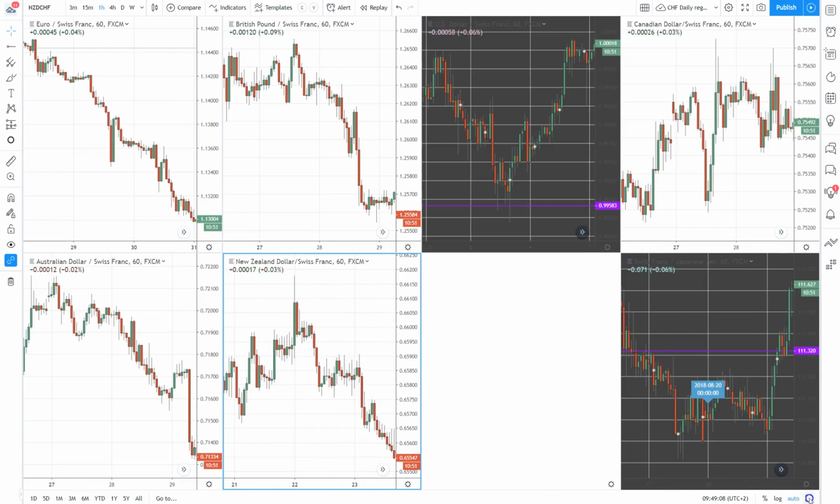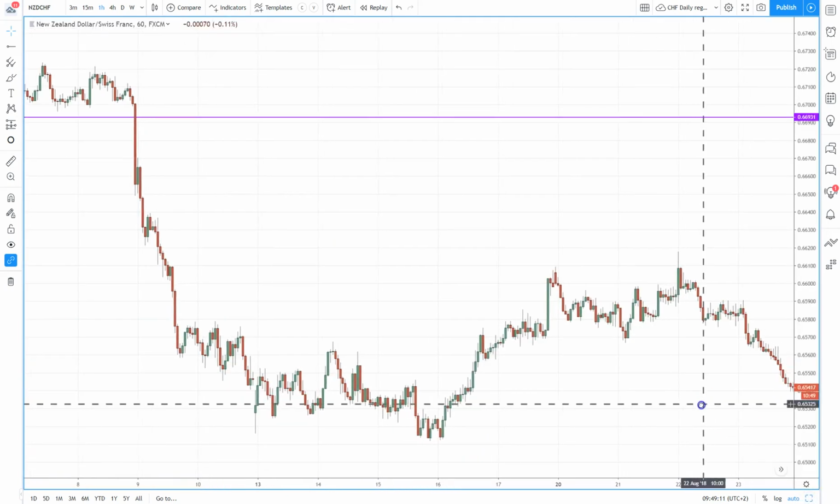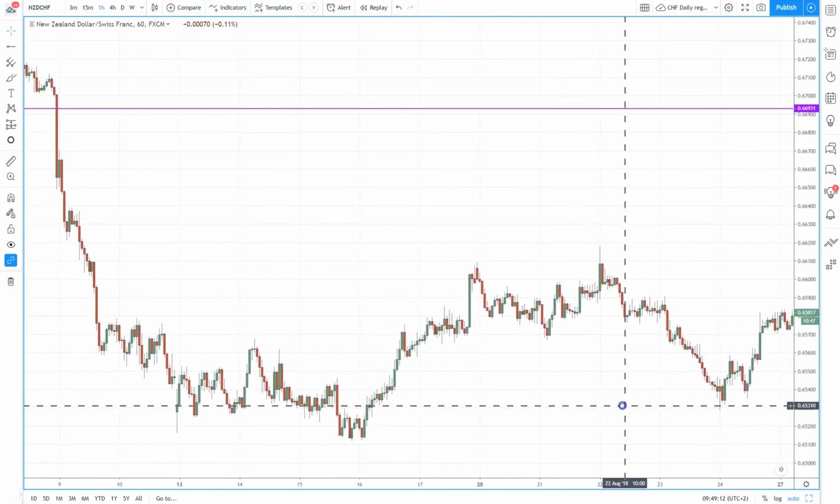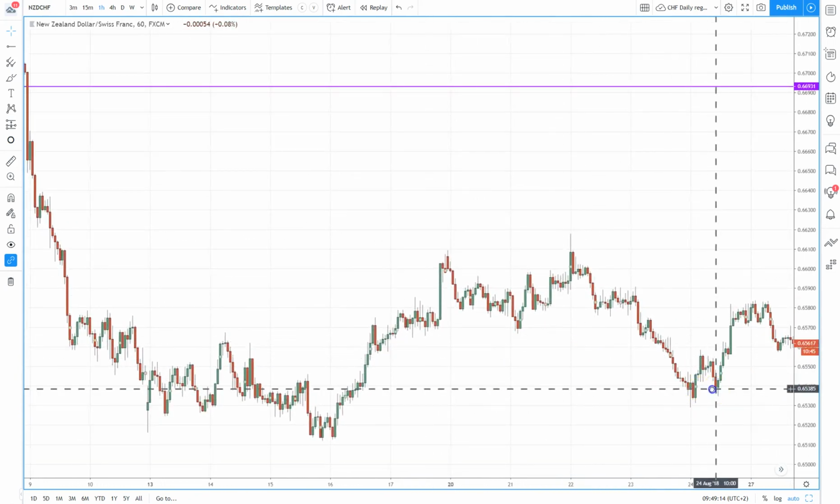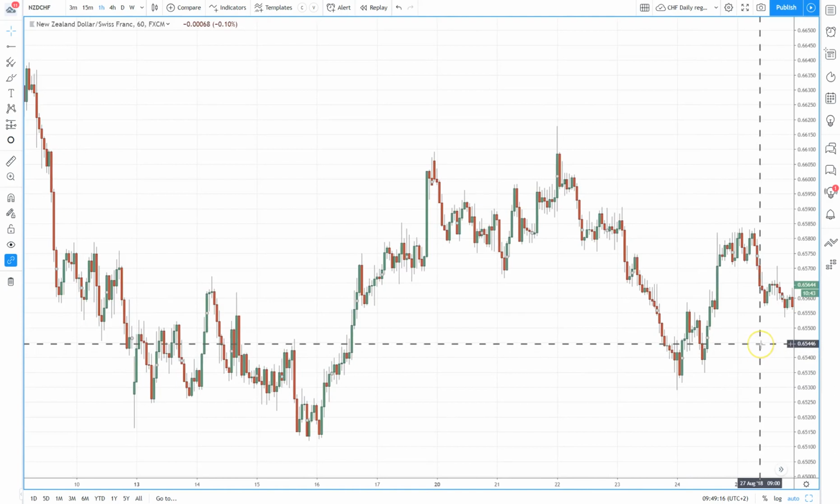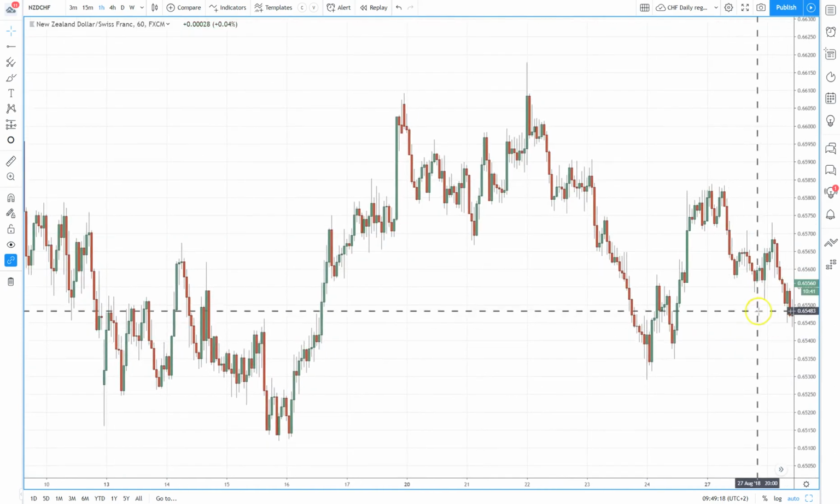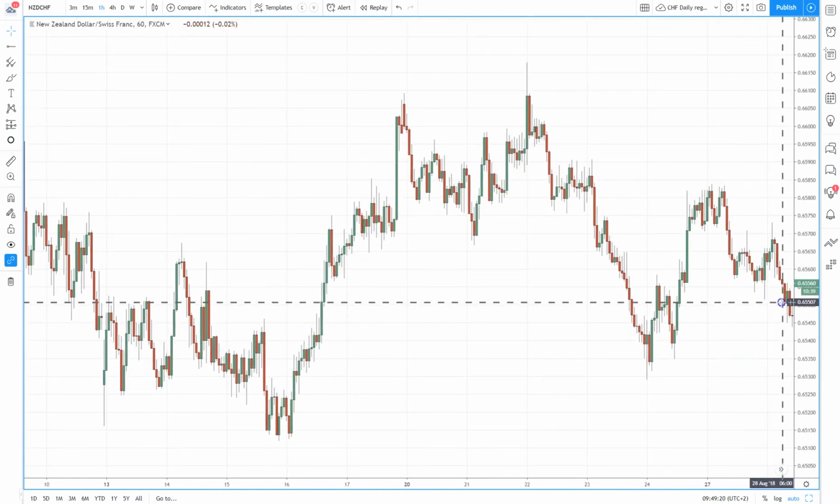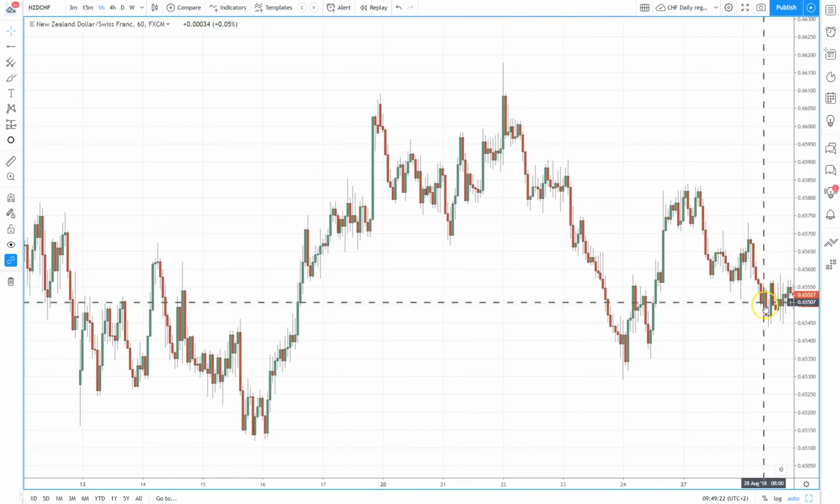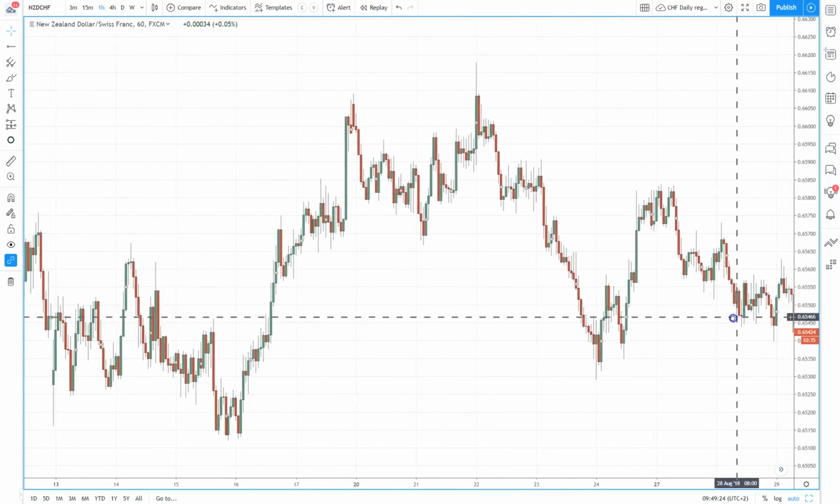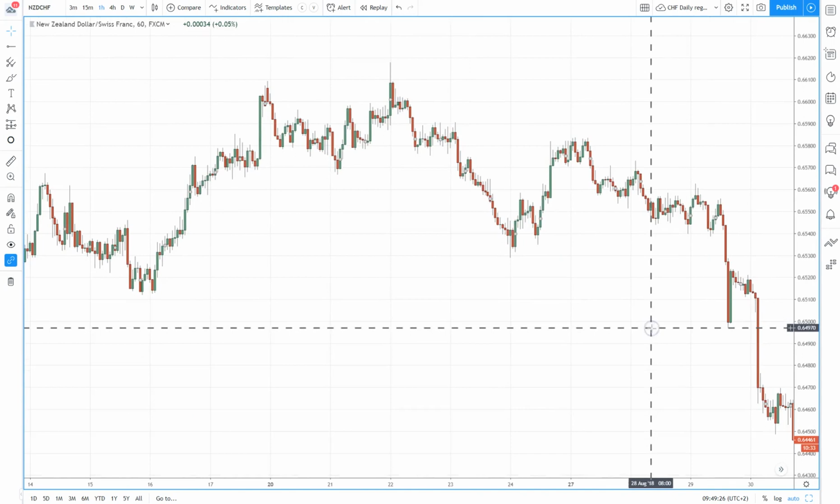New Zealand Swiss franc then. Let's see if this comes back up. Okay, this one might be a little bit easier. Where's that V on the 28th? There it is. And then a small test before the drop, and there we go.